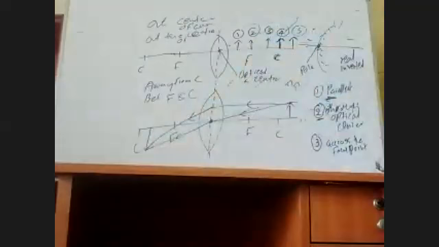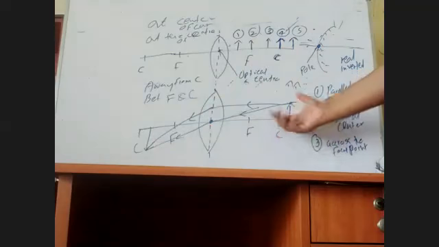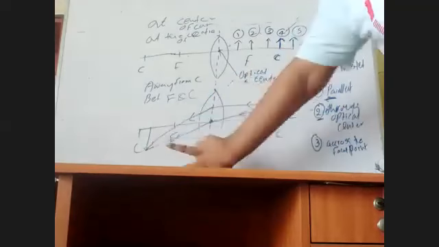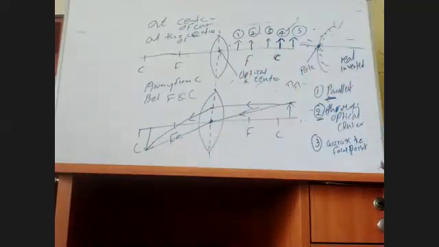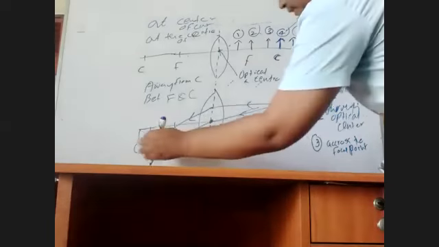So what about inverted or upright? Definitely this is inverted, because the image formed is upside down of the object. Then what about the size? What do you think about the size? Smaller or larger? If you draw it correctly according to the scale, definitely that will be smaller.